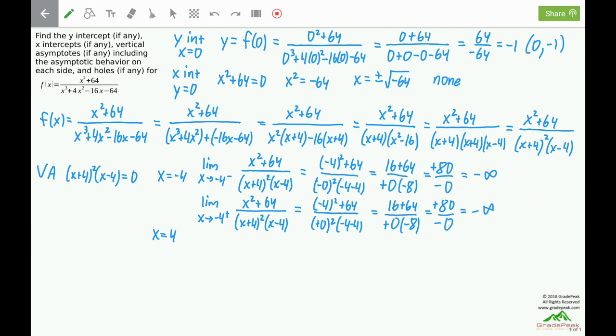And the asymptotic behavior on each side turns out to be the same. They both go to negative infinity. We can analyze in a similar fashion the left side and right side of the x equals 4 vertical asymptote. So we have the left side limit and the right sided limit.